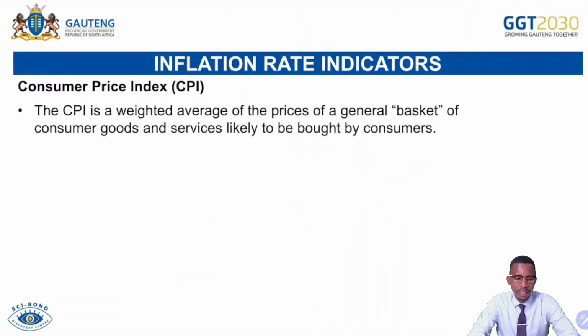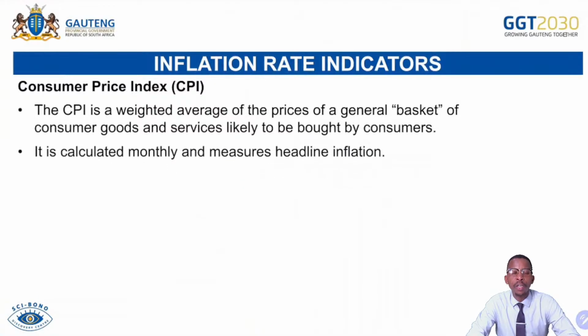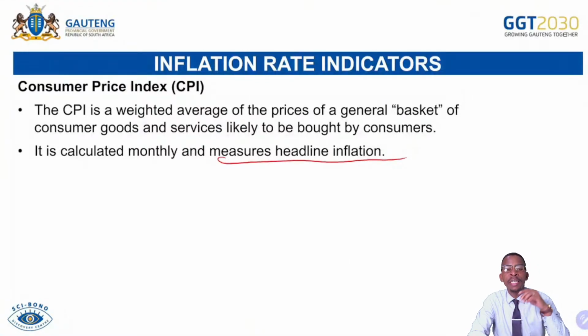So the consumer price index, CPI, is a weighted average of prices of a general basket of consumer goods and services likely to be bought by consumers. So we say normally it measures the basket of consumer goods and services for average South Africans over a period of time. It is calculated monthly and measures headline inflation. So the CPI is calculated and published monthly to measure the effect of the headline inflation.